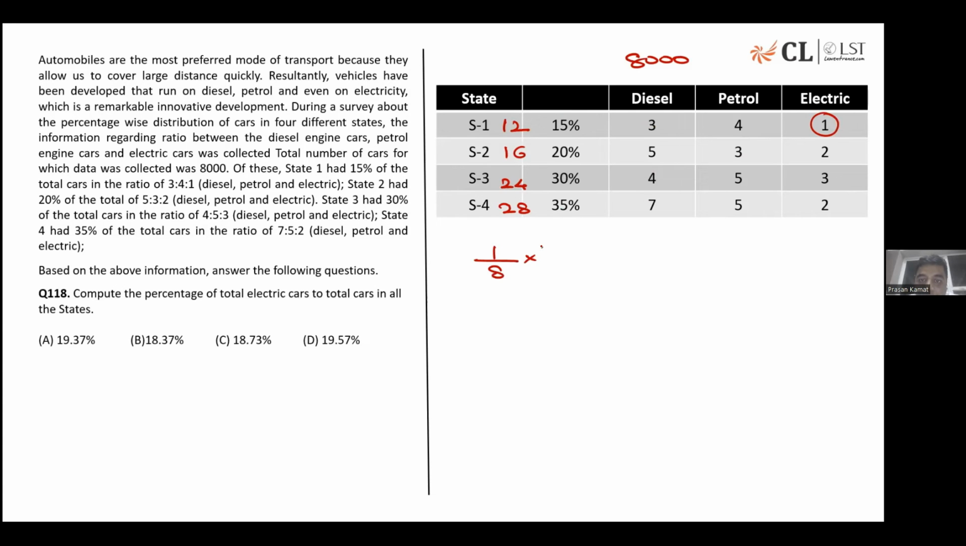So 1 by 8 of 1,200 plus in state 2, it is 2 by 10 of 1,600. State 3, it will be 3 by 12, right? Yeah, 3 by 12 of 2,400. I'm not writing the entire thing now. And plus 2 by 14 of 2,800. Now, if I cancel this, this would be 8 15s are 120. So 150. Okay, so it would be 150 cars.